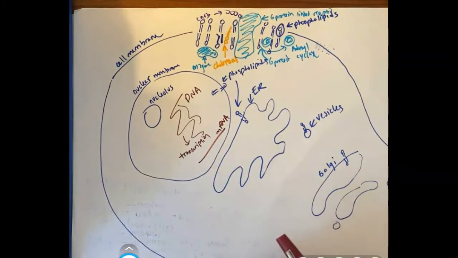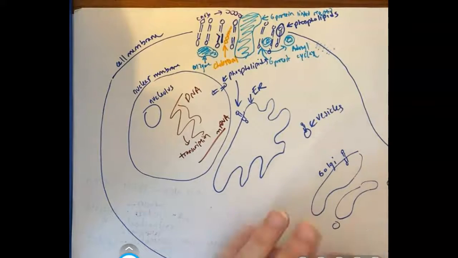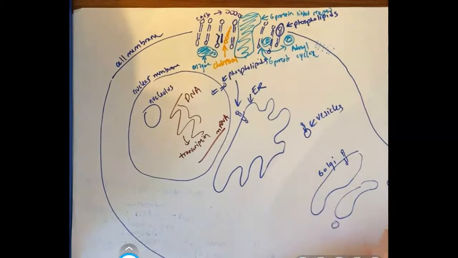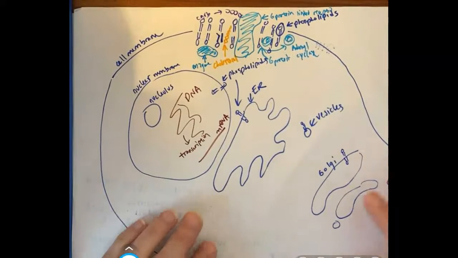Okay, next I want you to pause the video and draw the path of a protein through the endomembrane system. What would that look like? Okay, so take a second, pause the video. Where's the protein made? Where could it go, etc. Okay, so hopefully you've taken the time to do that.